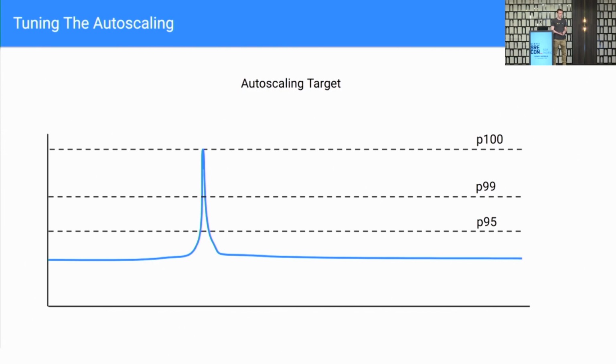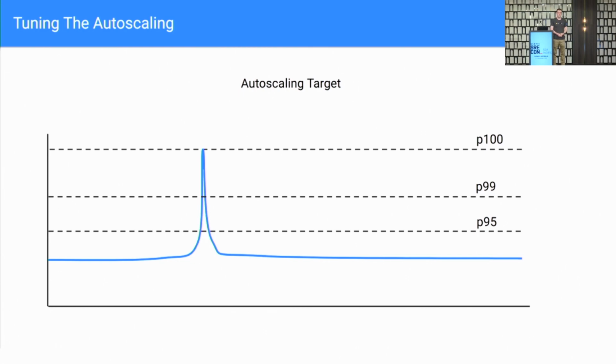Consider this example where you have highly volatile, spiky load. Right? You could target the maximum of this load and use that top line there. But then most of the time, you don't need that capacity. So that gap between the dotted line and the blue line, that's wasted capacity.